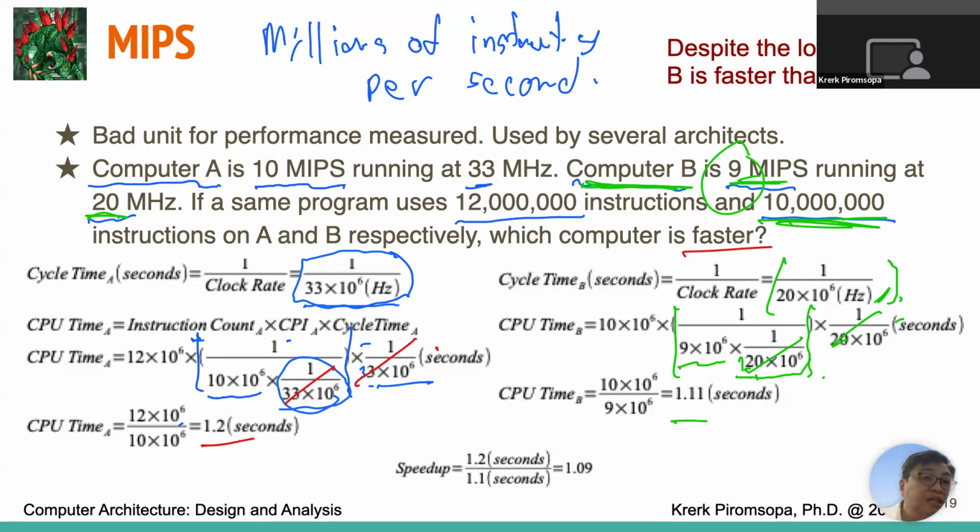B, right? B is faster. So give me the speedup. That would be 1.2 divided by 1.1, which is 1.09. Speedup.